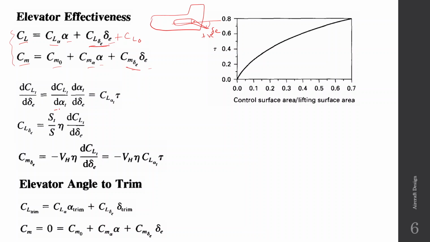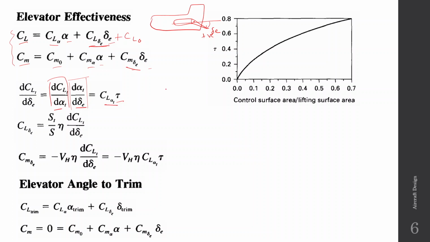Okay, so we can expand it using the chain rule like this. Now the first term, which is dCLT by d alpha t, is simply CL alpha t. And the second term, which is d alpha t by d delta E, we call tau. So tau is also known as the flap effectiveness parameter.